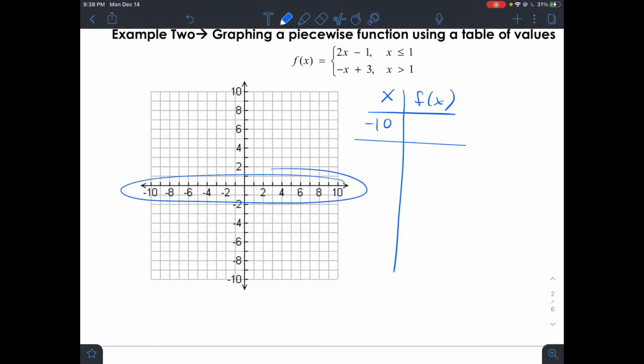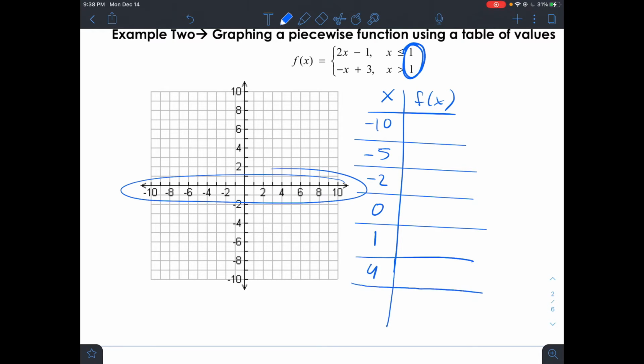We will do, how about -5? You can do a -2. 0, I think it's always good to do 0 because that gives you your y-intercept. And then one thing I want to point out, if you do choose to use the graphing method, you should always put the point that is used to define the piecewise function in your chart. So this is going to be a 1, and then let's do, how about 4, and we can use 10.